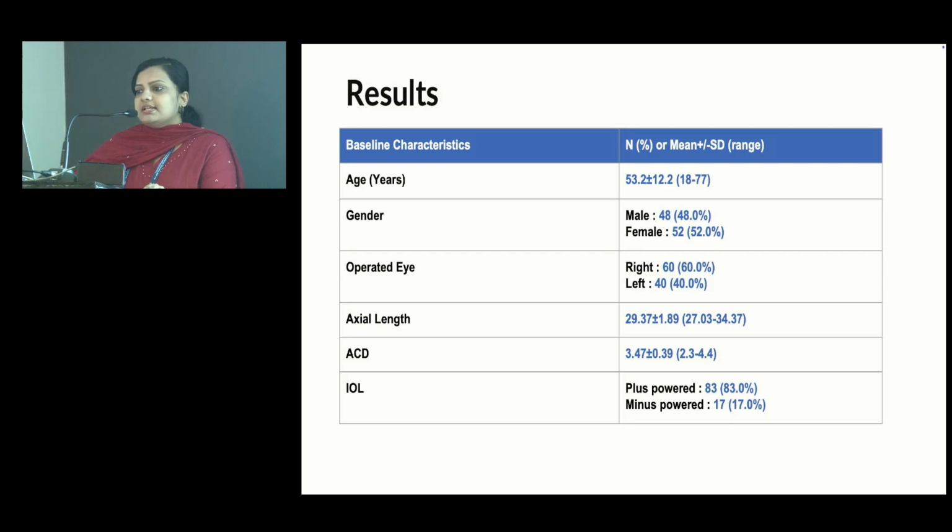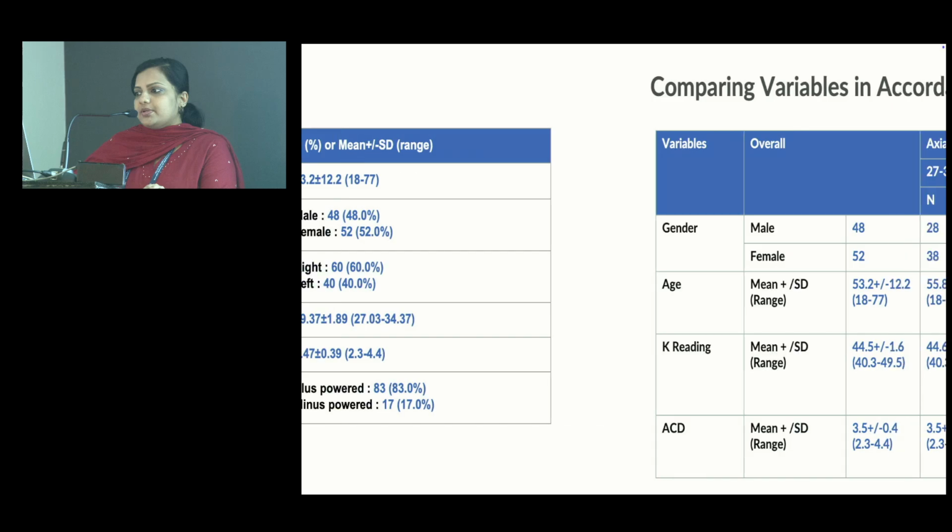Coming to the results, the mean age was 53.2 plus or minus 12.2 years. There were 48 males and 52 females. The mean axial length was 29.37 plus or minus 1.89 millimeter. Mean ACD was 3.47 plus or minus 0.39 millimeter. 83 eyes were implanted with plus powered IOLs and 17 with minus powered IOLs.